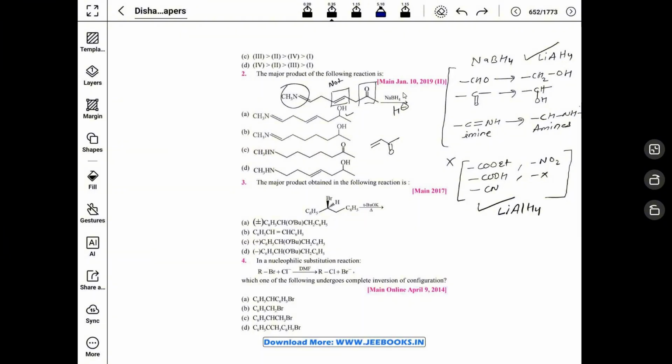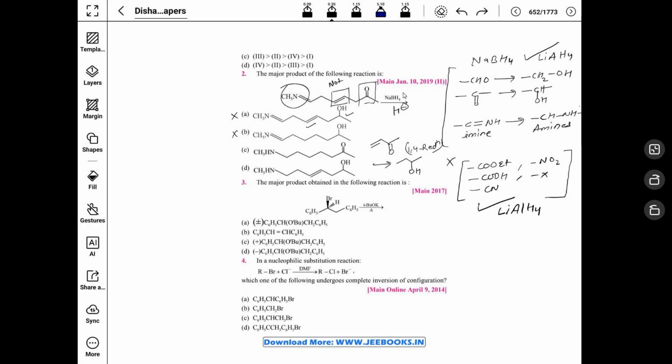This also depends on the cases. Not every time will you get the 1,4 reduction products. This double bond will not reduce, but this amine will reduce. So this is not the correct answer, and this is also not the correct answer.